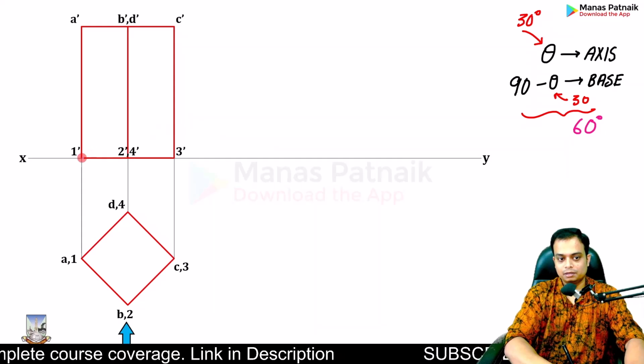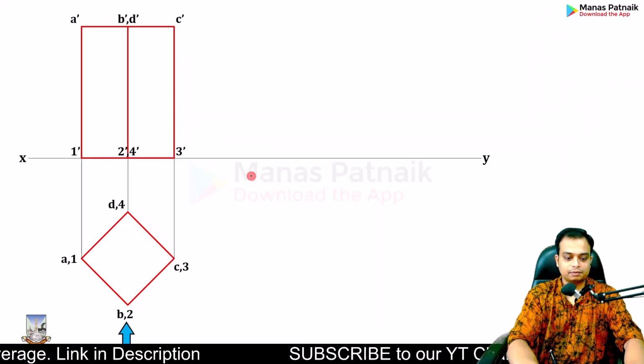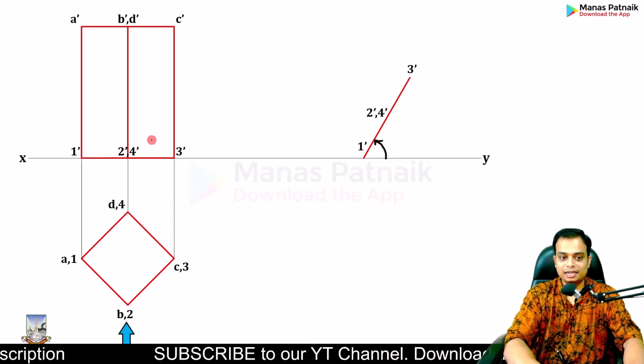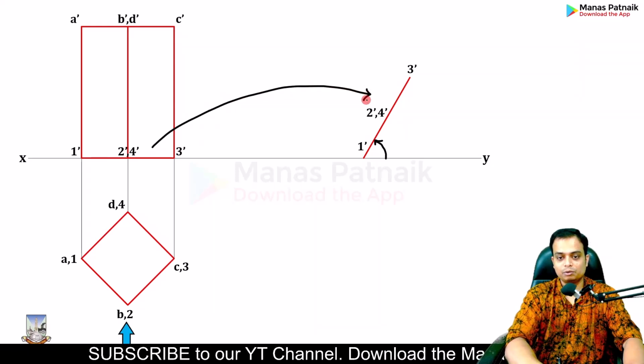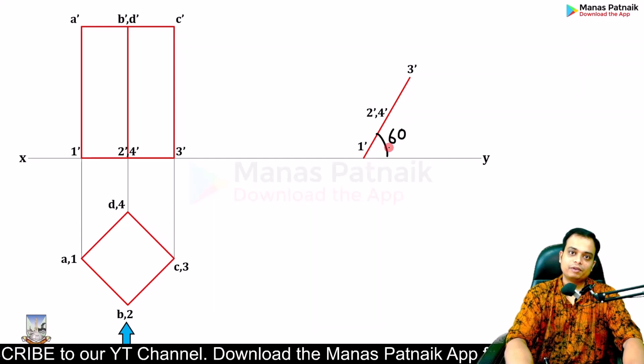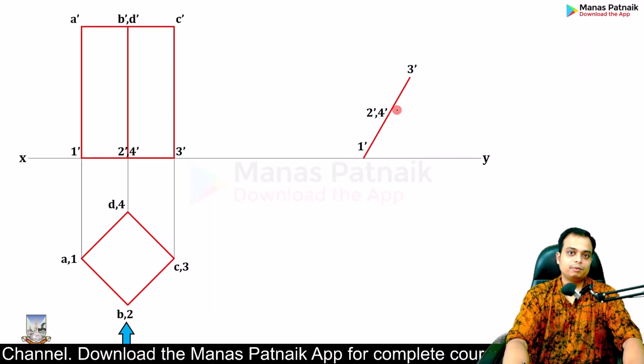Here we go, take a look. This is the base. Yes, sir. This is the base, right? That's the base. Now we are recreating the base from step 1 to step 2 in such a way that it is making an angle of 60 degrees. When you do that, automatically you'll realize that the axis will be making a 30 degree angle.